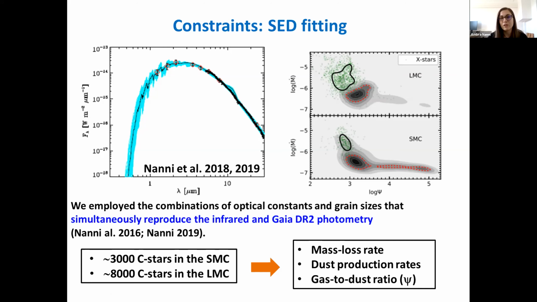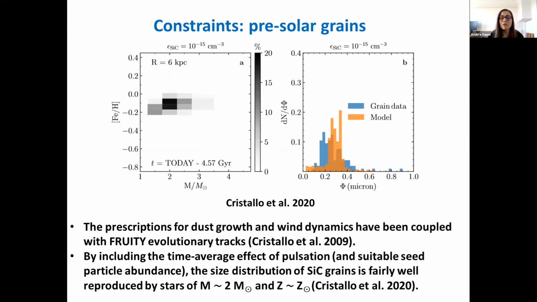So this was one of the constraints, and recently, as I was mentioning, we took into account the shocks in the circumstellar envelope, in particular in the inner part of the wind. As a constraint, we considered the size distribution of presolar grains, and here on the right we compare the observed distribution with the one that we derive with the models, with a certain assumption for the seed particle abundance that you see here.